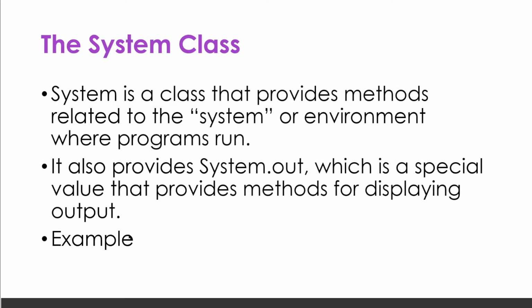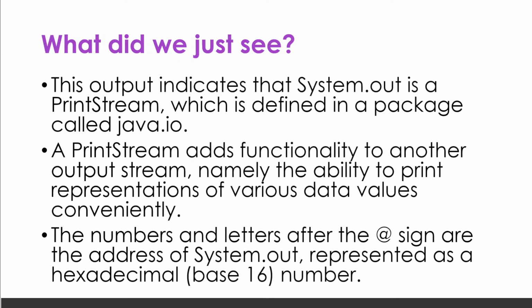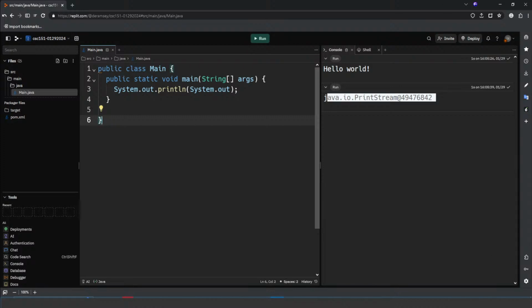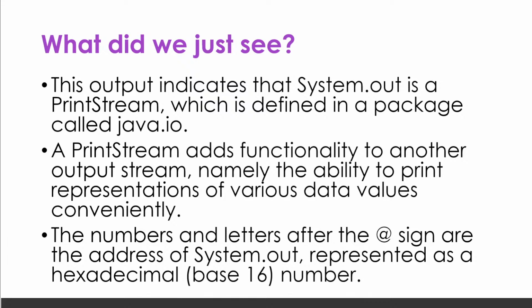Now, if we were to get a little more in depth with this, I have a slide for that. The output indicates that System.out is a PrintStream, which is defined in a package called java.io. We saw that, let me pull that back here. We have a package called java.io.PrintStream. And all we're doing is adding functionality to our output stream.